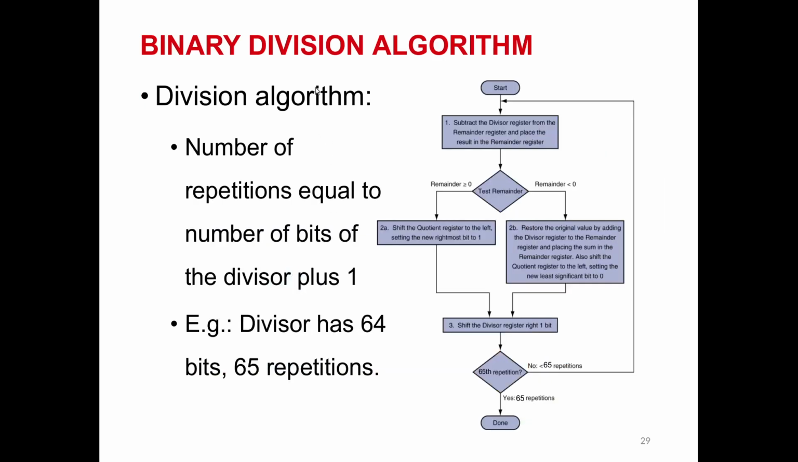And here is the summary of the algorithm for division. The number of repetitions will equal the number of bits of the divisor plus 1. Why do we need to add 1? I think you already know from your class that there is the sign bit, and it means that, for example, if you want to make a division with a divisor of 64 bits, you will need 65 repetitions to complete this work.